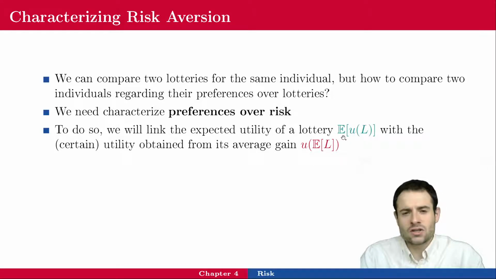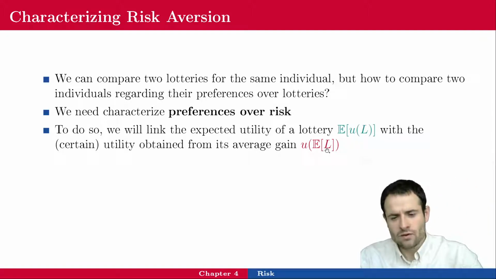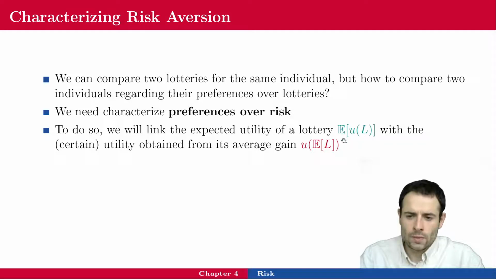If you see expectation first, you are saying this is the expected value of what's inside. So you're taking the gamble. If you see U first, this is the utility of what's inside. So the blue term is the expectation of the utility. The red term is the utility of the expectation.